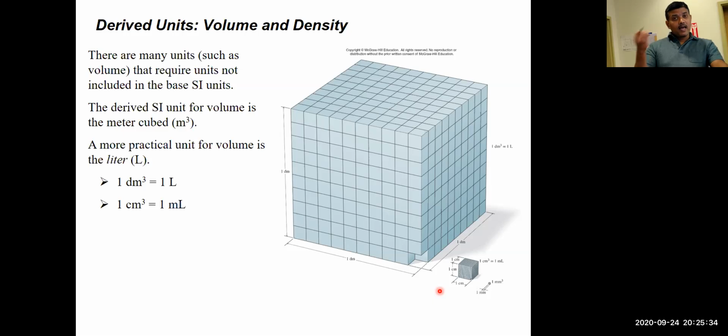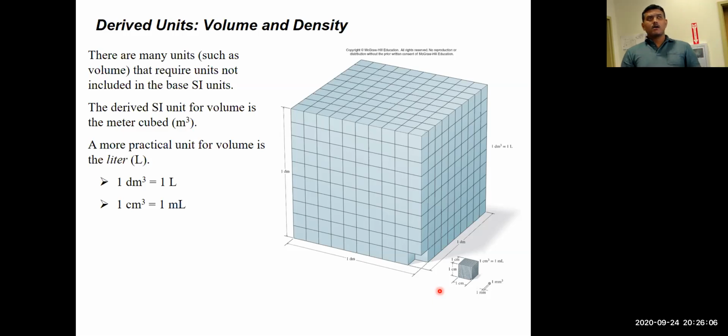It is calculated based on how much mass it has and how much volume it is occupying. So there are two units going into density, which are mass and volume. That's why we call density a derived unit. Is it making sense? We call density a derived unit because it is a combination of two units, both mass and volume.